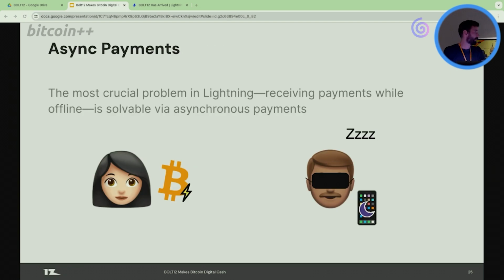Async payments. That's a big usability concern in Lightning now: if the receiver is not online, they cannot receive their payment. So a way of doing this is being proposed by someone on my team, Valentine Wallace, and there are ways to do that without holding the HTLC and causing liquidity concerns on the network. So look at that for more information.